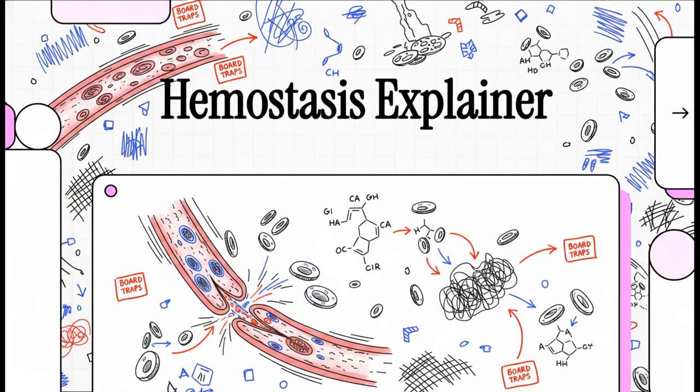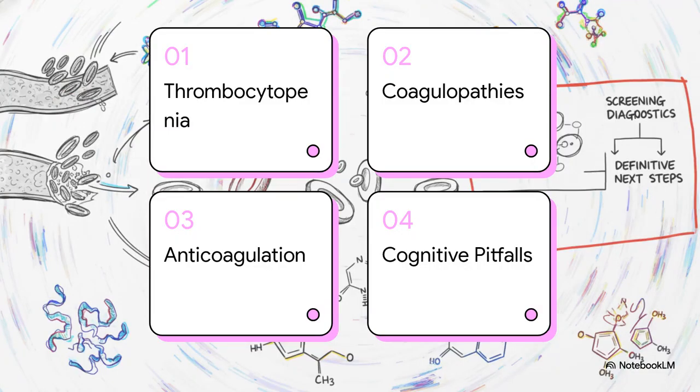Module 1. Let's dive right into bleeding, platelet, and endothelial pathologies and anticoagulation reversal. We are constructing your cognitive schema for the USMLE Step 2 CK right now, moving incredibly fast from cellular defects straight through to systemic protocols. Here's the roadmap to lock in our progression. First, thrombocytopenic pathologies, then coagulopathies and cascades. Third, anticoagulation and reversal, and finally, cognitive pitfalls.